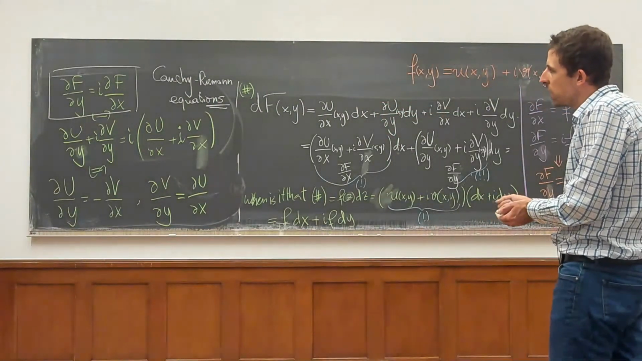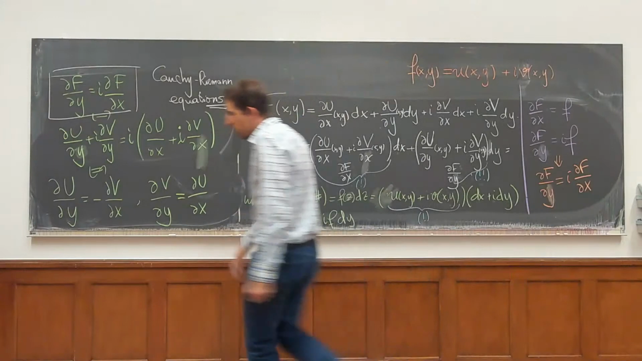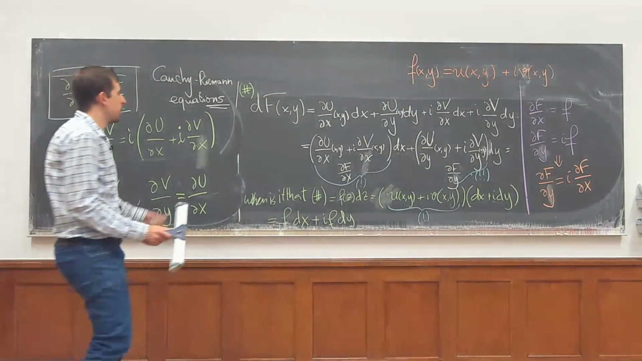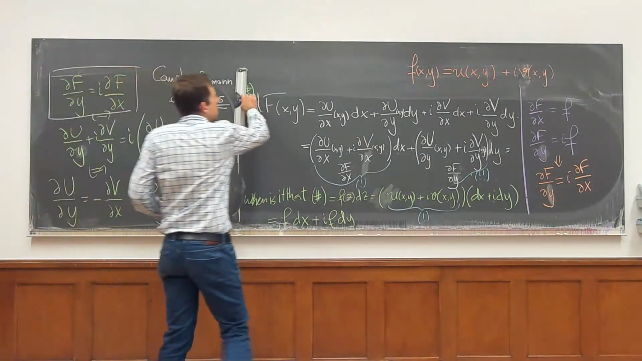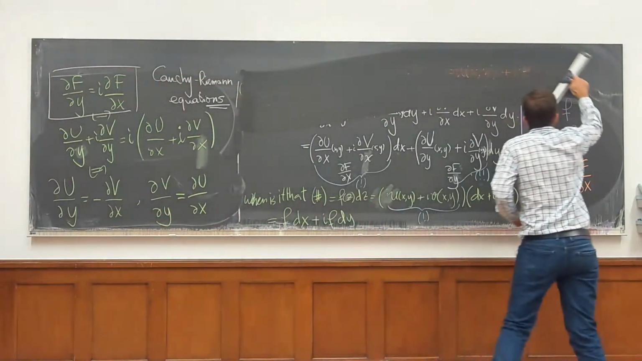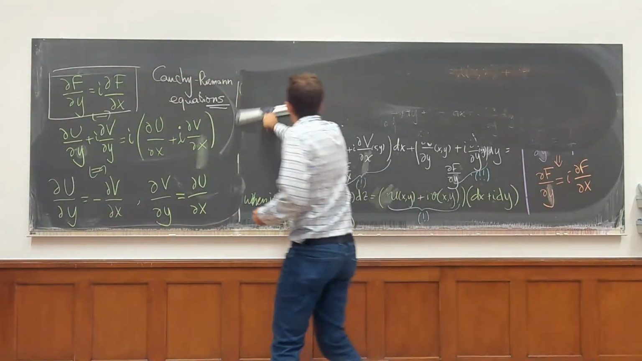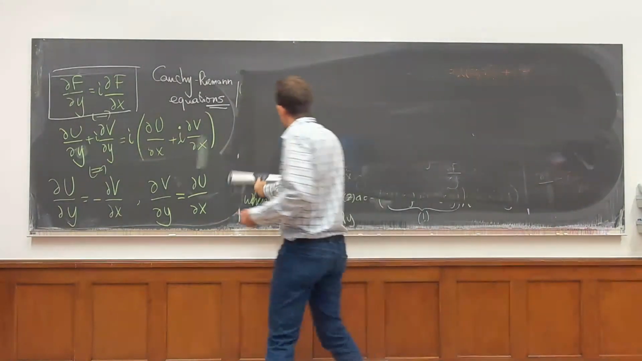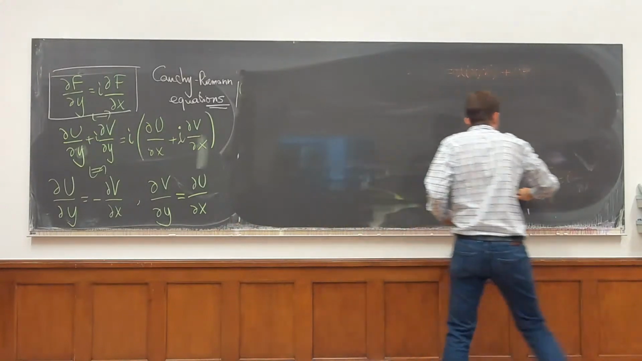Okay, so what does this mean? This means, and we saw this before, that actually big F is analytic, right? Because it satisfies the Cauchy-Riemann equations. It needs to be differentiable in the complex analysis sense.